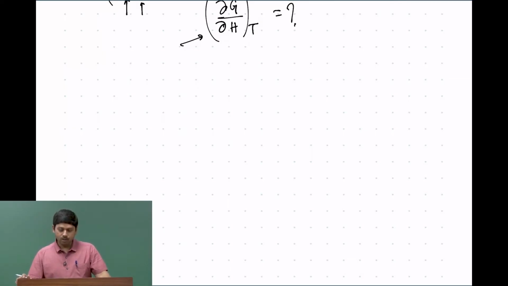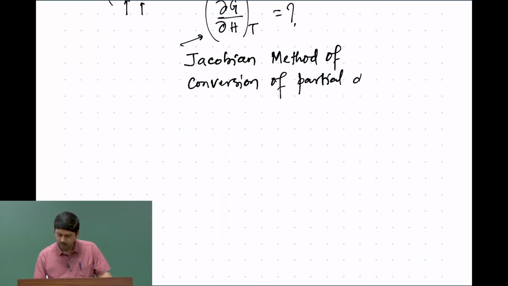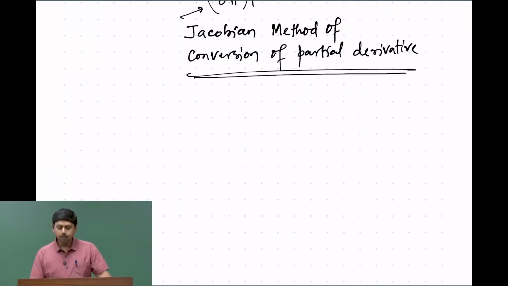And I saw that it follows a procedure called the Jacobian technique, or Jacobian method of conversion of partial derivatives. And we are going to talk about that. This method is not so popular in books, however, there are papers associated with it, and I am going to show you the paper, and also show you the conversion of partial derivatives using Mathematica briefly.